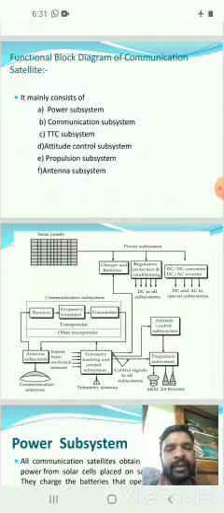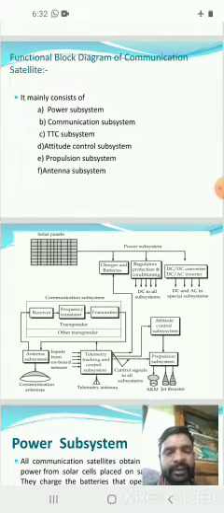Here, the satellite mainly consists of the power subsystem, communication subsystem, TTC subsystem (telemetry tracking control subsystem), attitude control subsystem, propulsion subsystem, and antenna subsystem. These are the main blocks in the communication satellites.